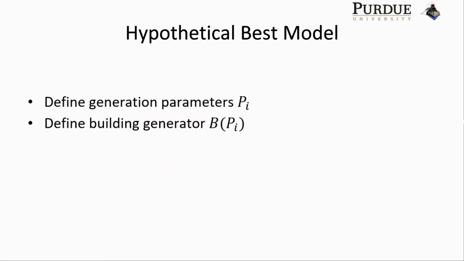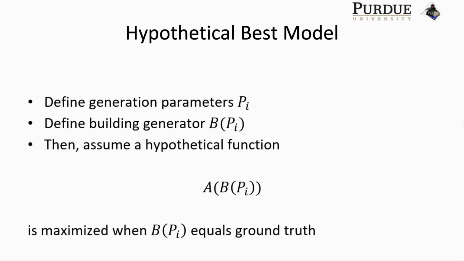To enforce these architectural priors, we take a set of procedural parameters Pi that define a building with such properties. Then B of Pi is a generator function that produces a building model. We want to maximize a hypothetical function A that takes maximal value when B of Pi equals the ground truth.